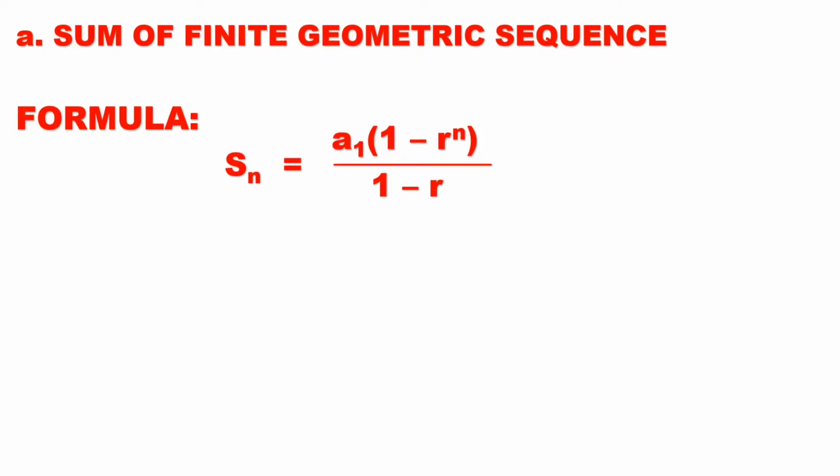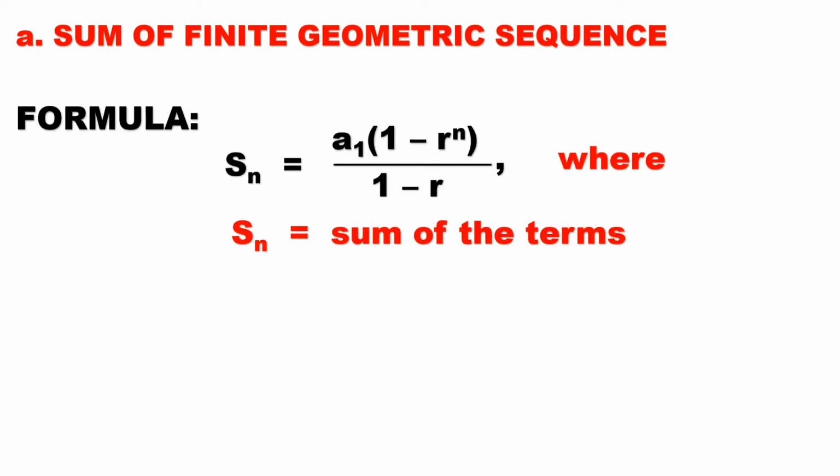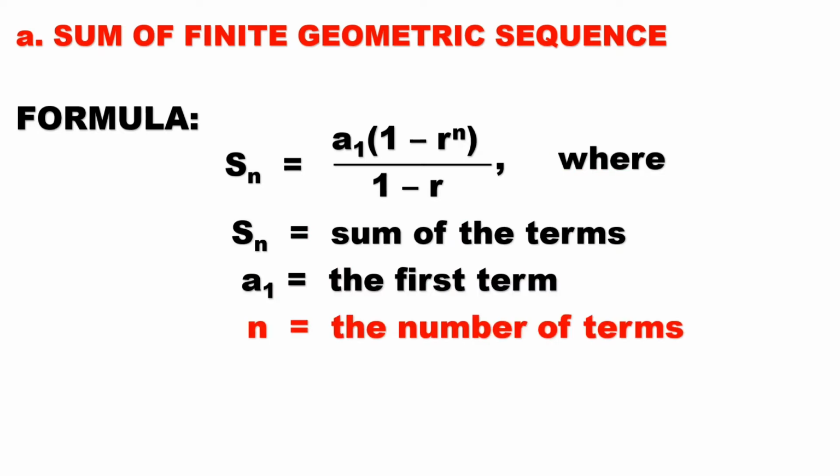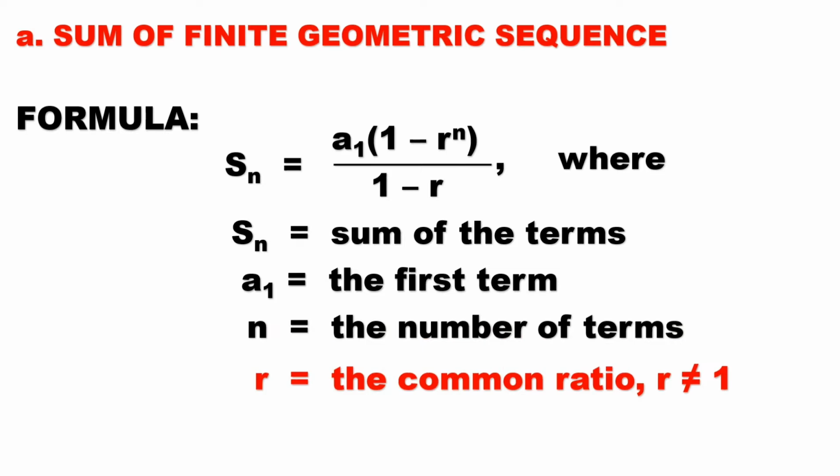Let us first discuss the sum of finite geometric sequence. Its formula is S of n equals a sub 1 quantity 1 minus r to the n over 1 minus r, where S of n is the sum of the terms, a sub 1 is the first term, n equals the number of terms, and r is the common ratio. In this case, r is not equal to 1.